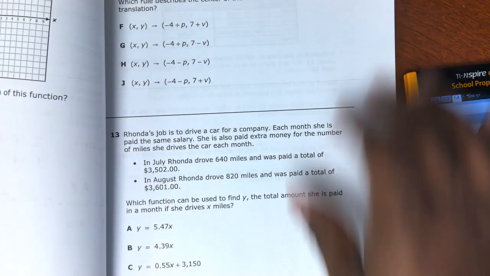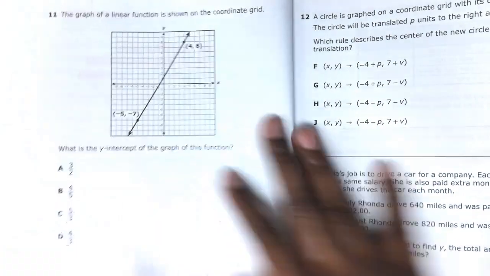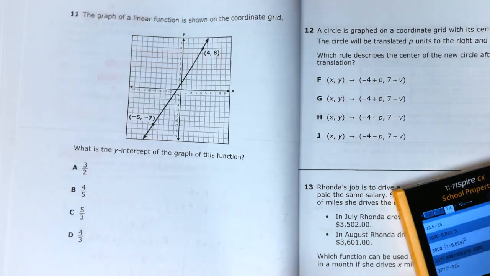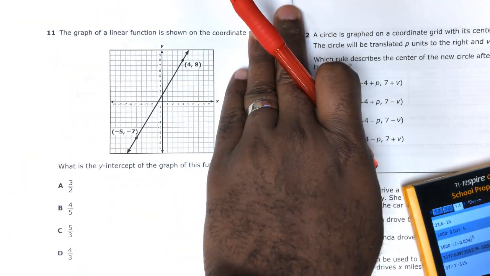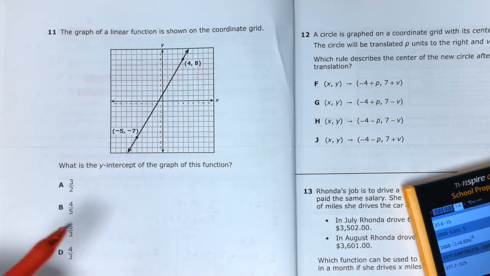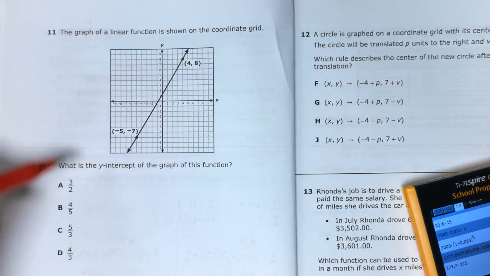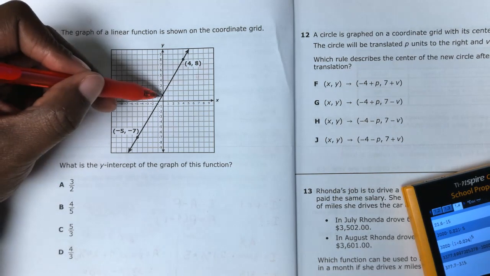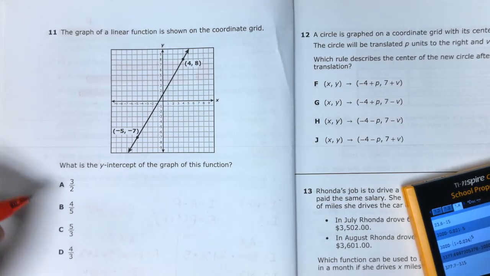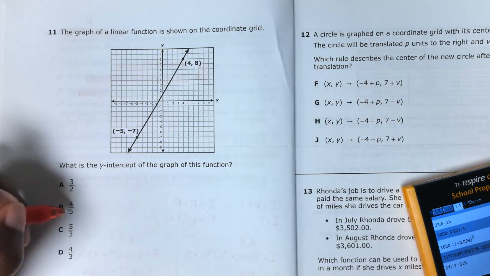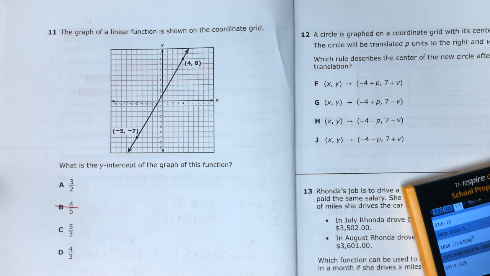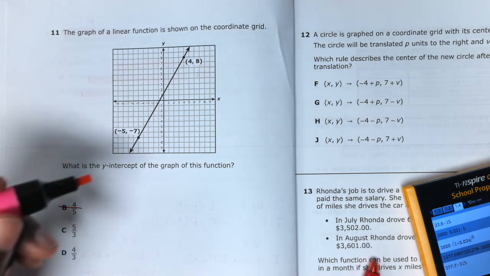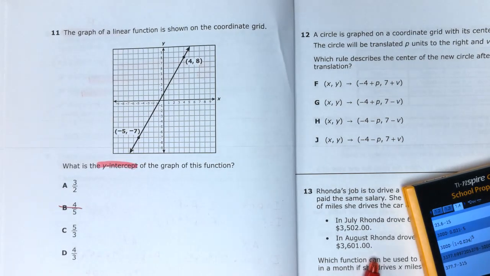All right, so on to the next one. Number 11. It says the graph of the linear function is shown on a coordinate grid. What is the y-intercept of the graph of this function? Okay, we would say it's 1 because it looks like it's right above 1, but clearly based on our answer choices, it's not 1. We know that it's above 1, right? So we're going to cross out anything that's not above 1 just to rule it out. So 4/5 is less than 1. We're just going to get that out the way. And now we're looking for the y-intercept, and we know the y-intercept is b.